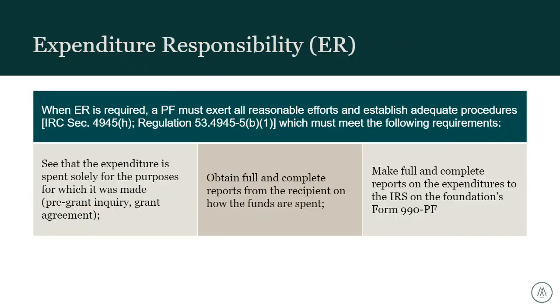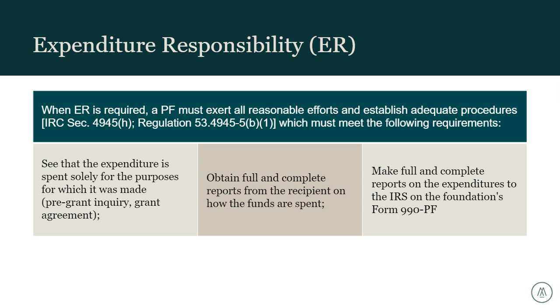What is expenditure responsibility? It's essentially making all reasonable efforts and establishing adequate procedures to see that the expenditure is spent solely for the purposes for which it was made. This includes doing a pre-grant inquiry and then also having a grant agreement in place. This seems like a pretty simple step. There's actually a lot involved and that needs to be involved in this step.